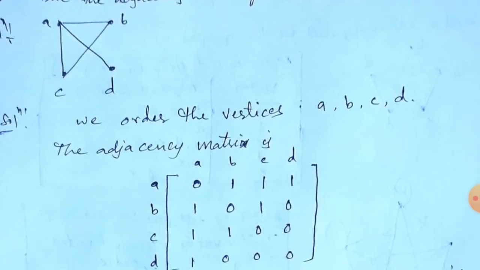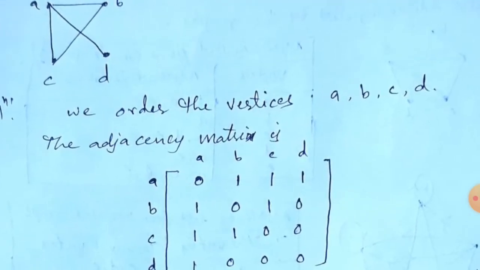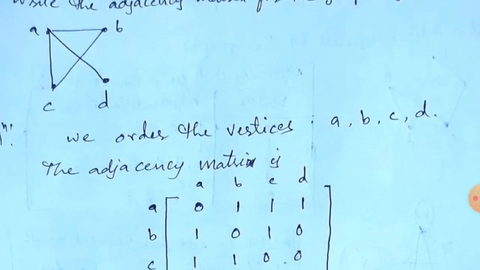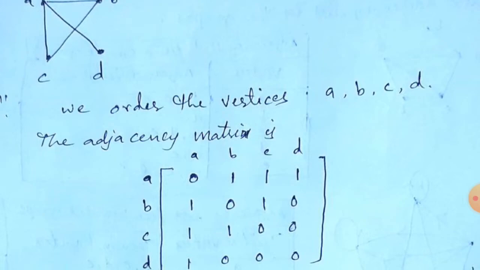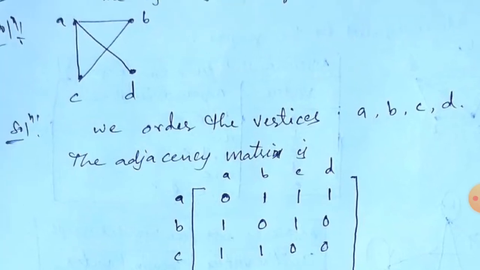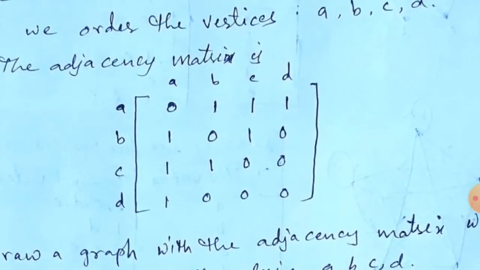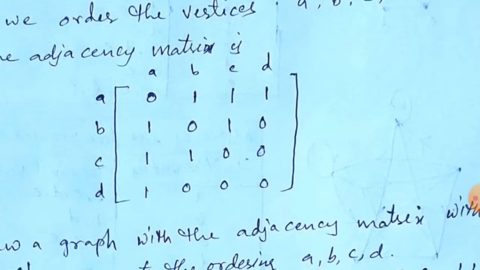So A to C we have taken as 1. That means in between A and C there is an edge. And AD we have taken the entry as 1. That means in between AD there is an edge. Similarly, look at the remaining elements of this matrix. BA, that means B to A or A to B is nothing but the same. Here there is no direction. Then 1 means there is an edge.